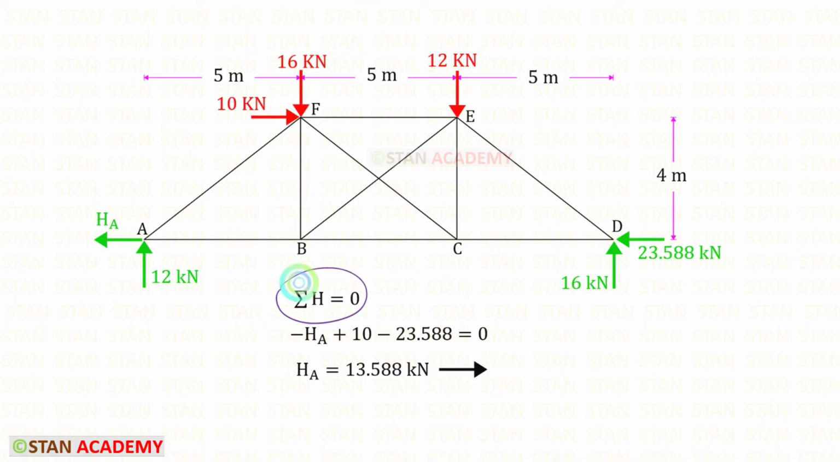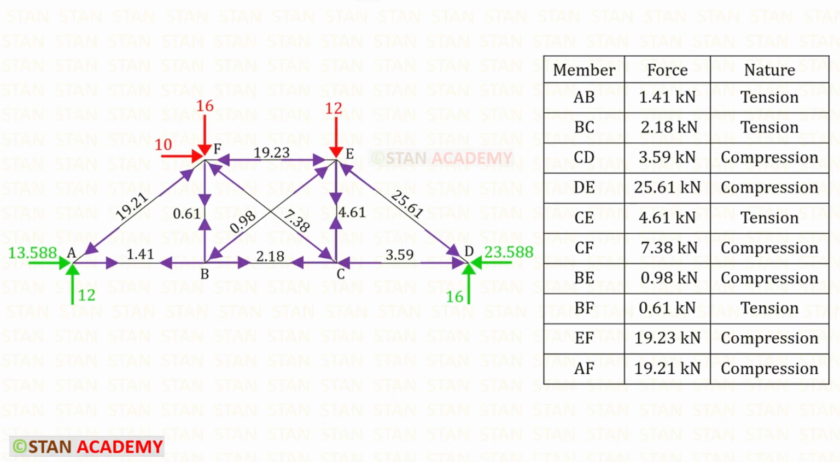By applying this rule, we can find HA, but for HA, we will get a negative value. That means the assumed direction is incorrect. We have to change the direction. Here you can see that I have changed the direction. Inside the truss, I have entered all of the member forces.